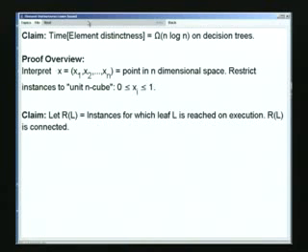Here is the first claim that we are going to make. We will use the notation R of L, which stands for the region of L. The region of L, where L is a leaf, is the set of all input instances for which leaf L is reached at the end of the execution. So this is the definition of what R of L means. What we are asserting is that this R of L is connected.